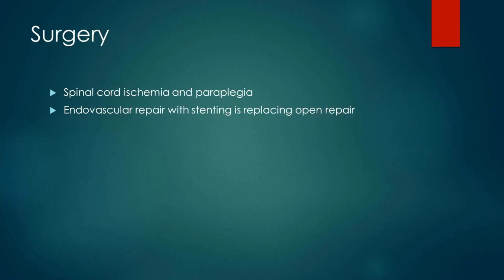Surgery. If there's spinal cord ischemia and paraplegia, they are doing more endovascular repair with stenting, more than open repair, but it's still high mortality.